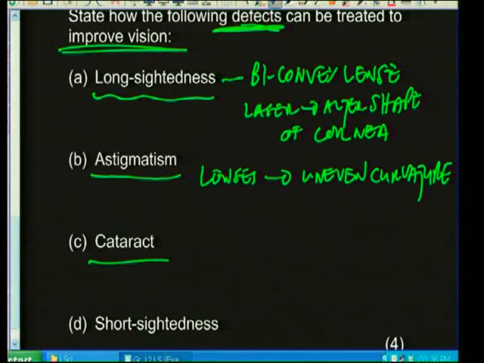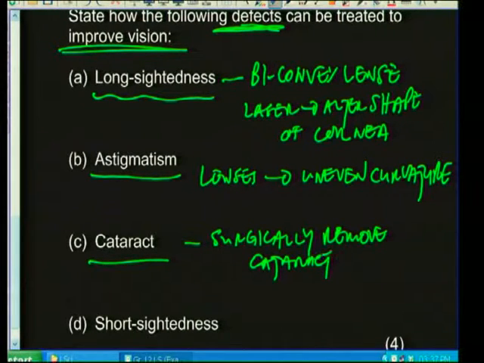Cataract, that one is easy. We surgically remove the cataract and replace the lens.